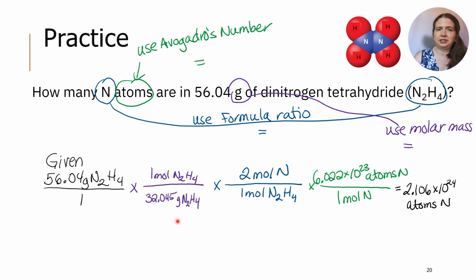Molar mass connects grams and moles. Formula ratio connects compounds and their parts. Avogadro's number connects moles and particles. These three relationships allow us to move between the laboratory scale measurements that we can make and the microscopic particles that we cannot directly count.